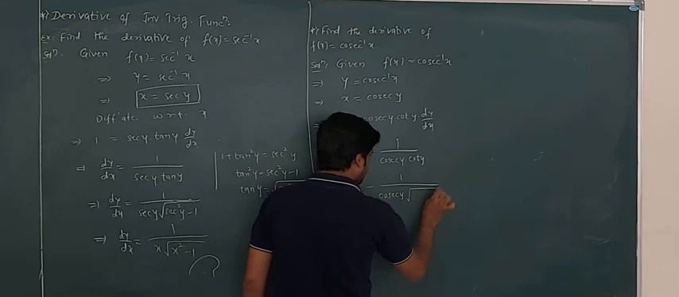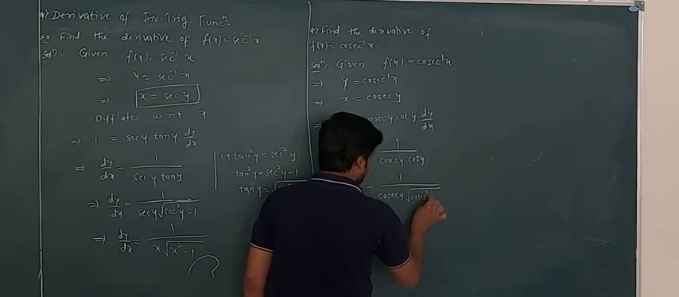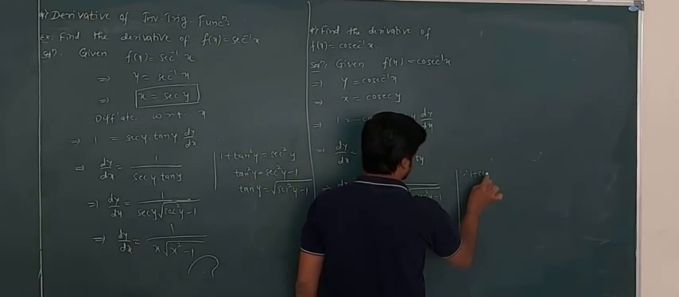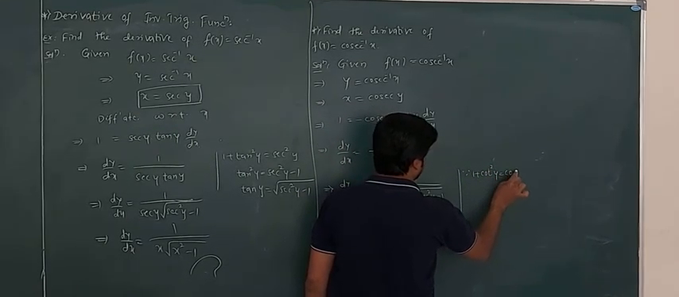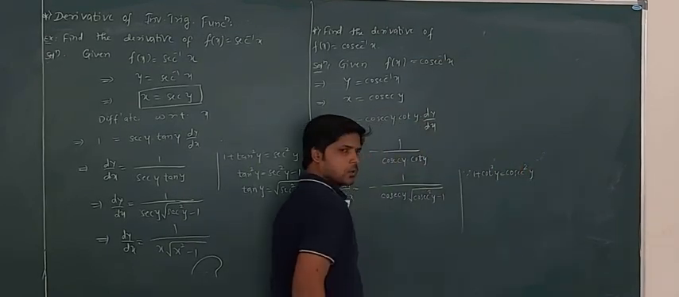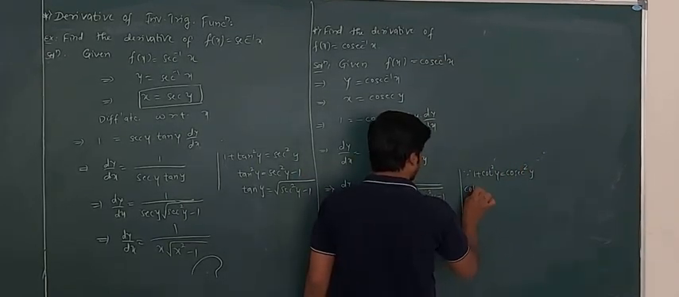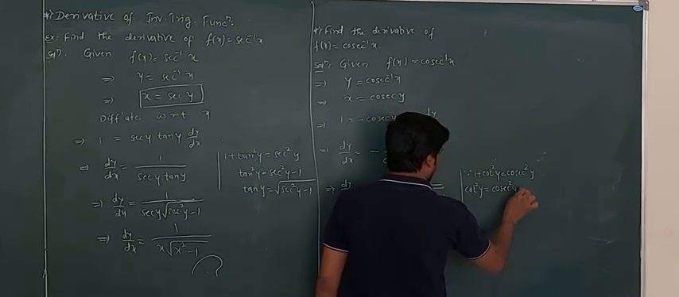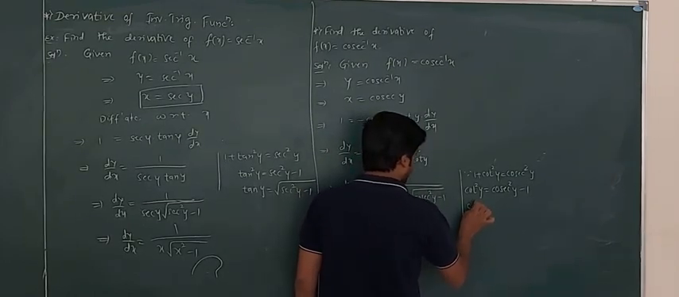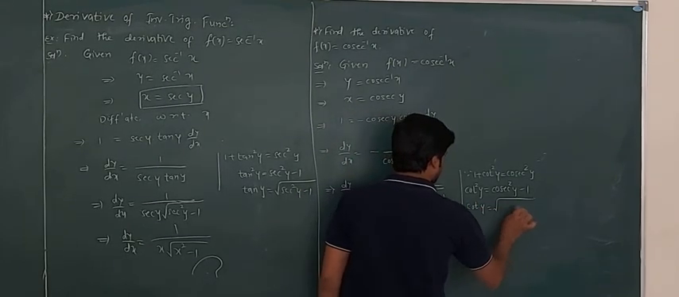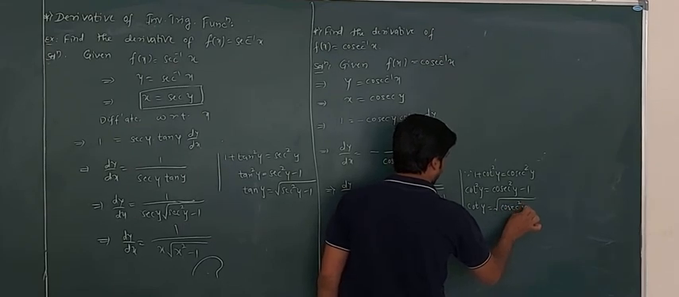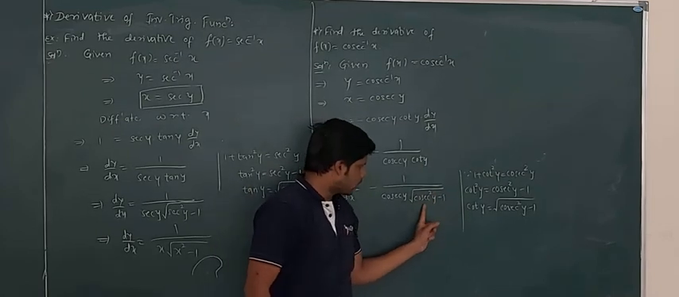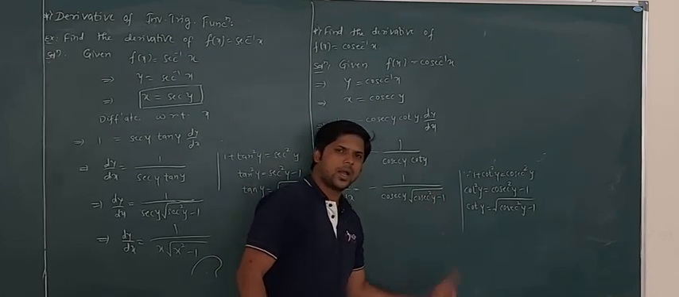Here cot y can also be written as root of cosec square y minus 1, because by the trigonometry identity we have 1 plus cot square y is equal to cosec square y. Then cot square y equal to, transferring this 1 to the RHS side, cosec square y minus 1. Taking root on both sides, we get cot y is equal to square root of cosec square y minus 1.